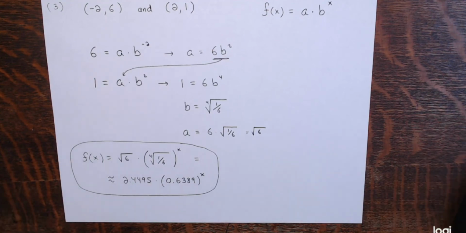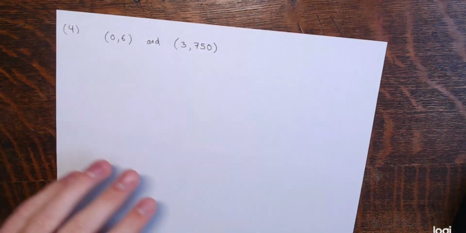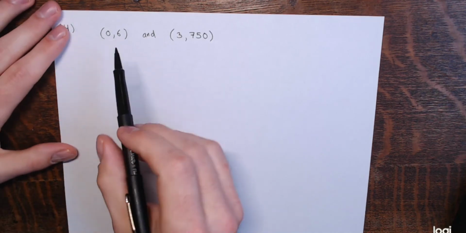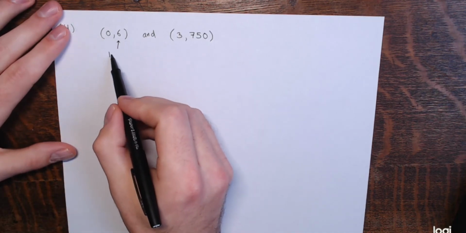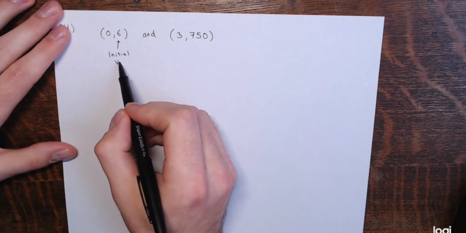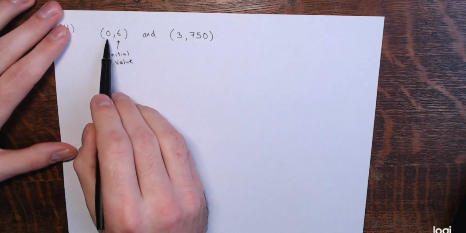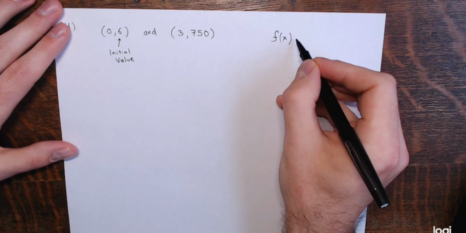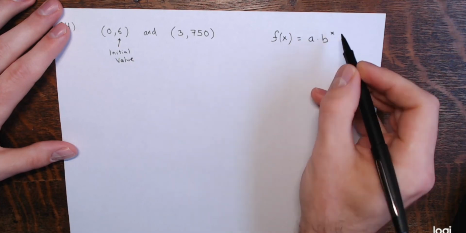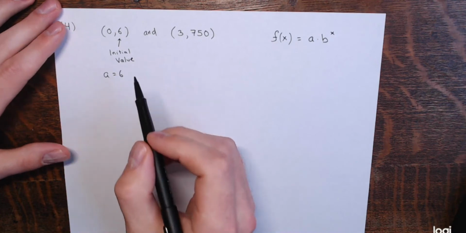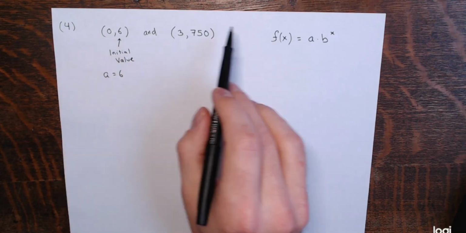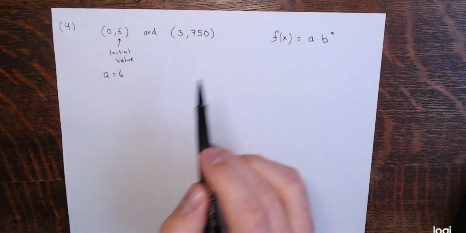All right, and I've got just a few more of these. It's all the same, really. So example 4. Now example 4 is a nice one because they do give us an initial value. Initial value happens when the input is 0. Basically the y-intercept. So again, we have f of x equals a times b to the x, and we can see from this a equals 6. We know right away that a equals 6, because if I replace x with 0, b to the 0 is 1. You're just going to get a equals 6.